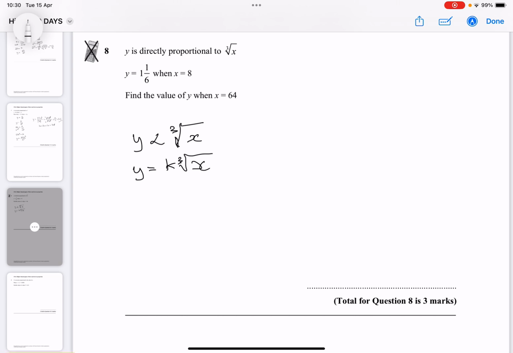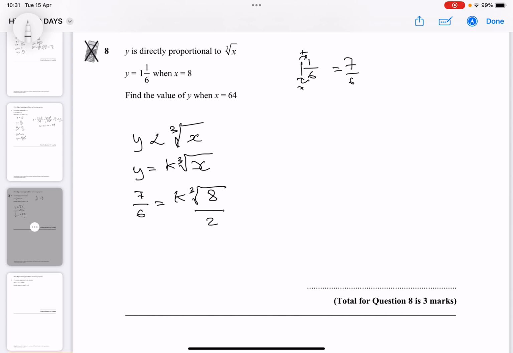Y equals 1 and 1/6 when x equals 8. Find the value of y when x equals 64. But as soon as I see this 1 and 1/6, I'm going to change it. 6 times 1 is 6 plus 1, so that is 7 over 6. So I'm going to have this as a fraction, so I've got 7 over 6 equals k times by the cube root of 8.